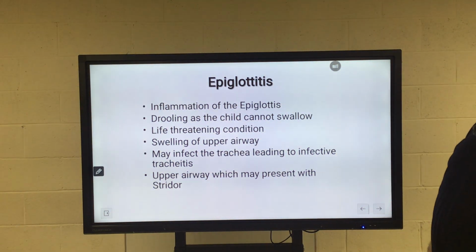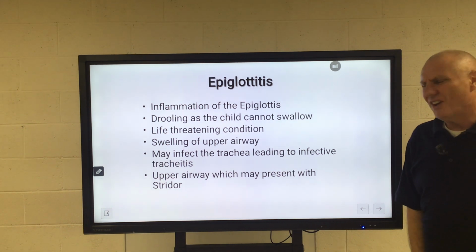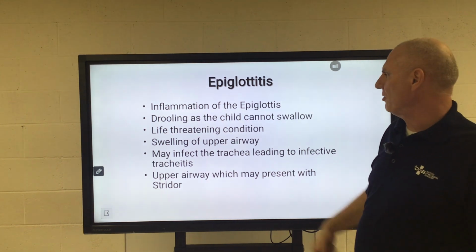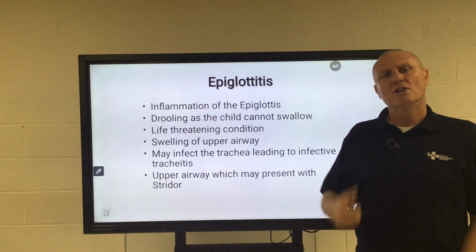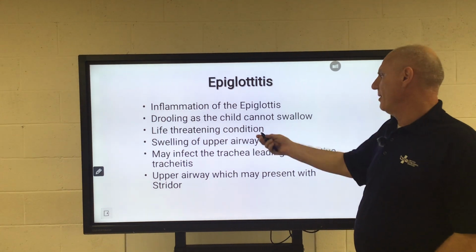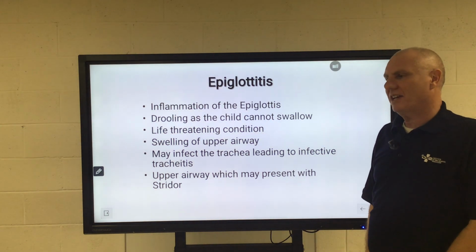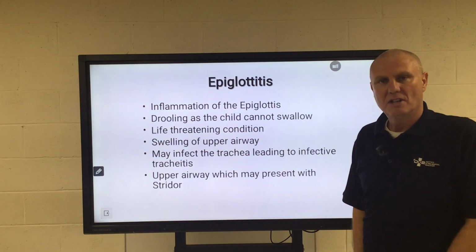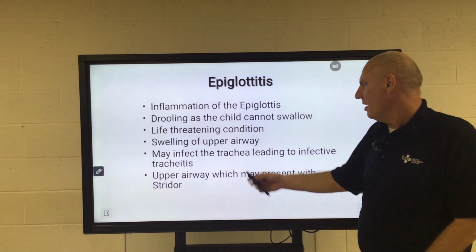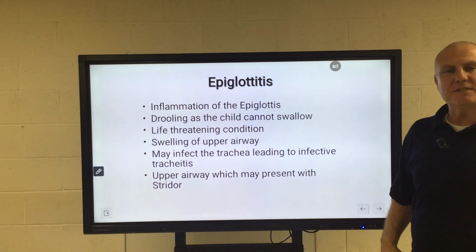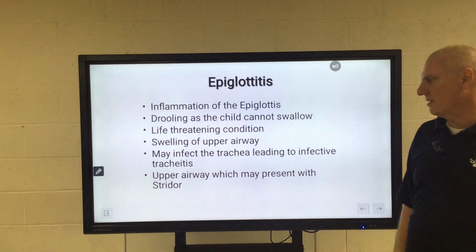So inflammation of the epiglottis is epiglottitis. It's not overly common, but it's something that we do talk about. Drooling, as a child cannot swallow, so just a permanent drool coming down out of their mouth. It's a life-threatening condition. Major swelling of the upper airway. Again, if they can't even swallow down through their esophagus, that whole upper airway is pretty swollen. It may infect the trachea, leading to infective tracheitis, which is a serious threat to life.